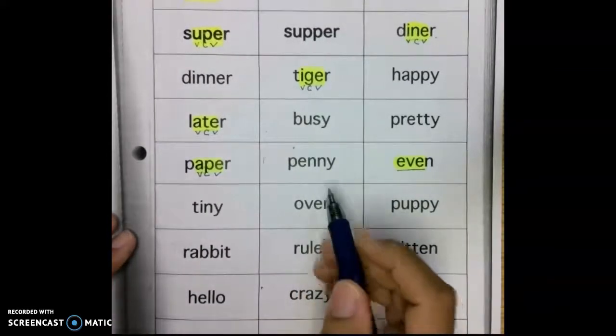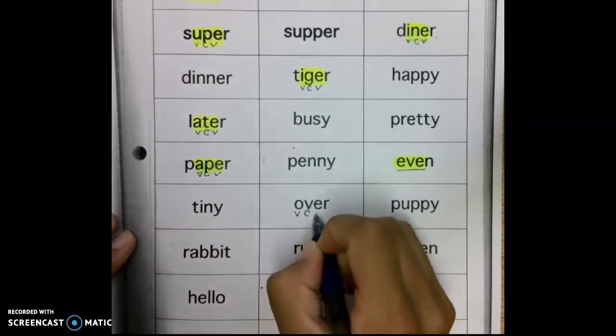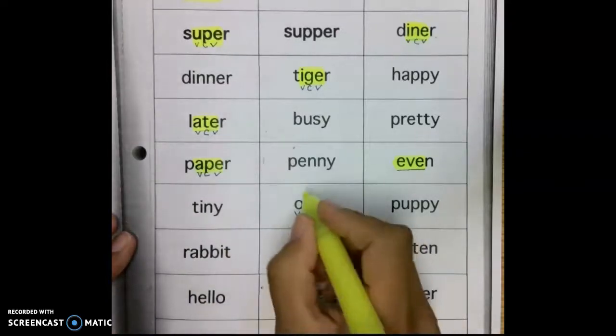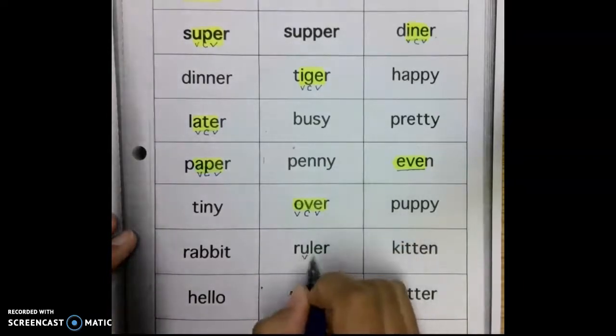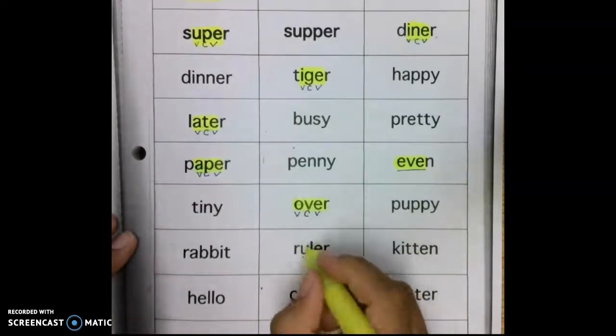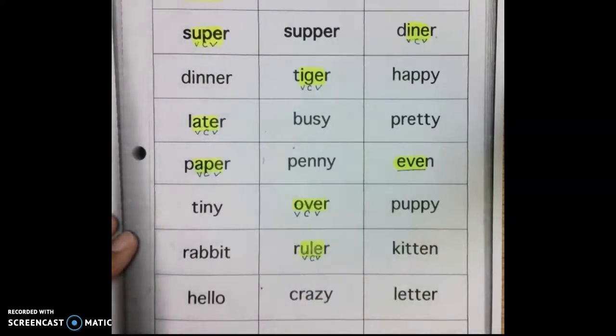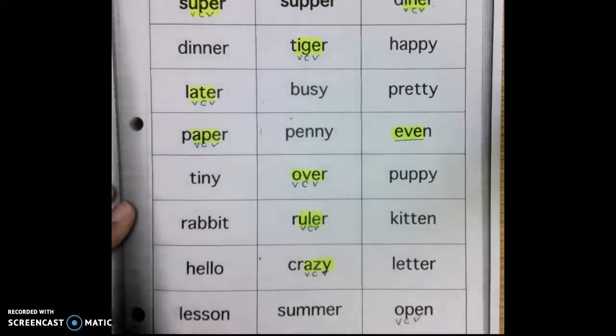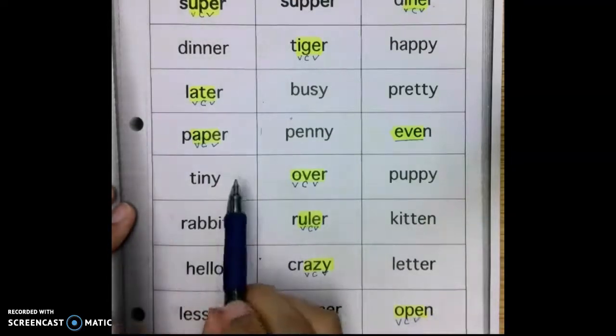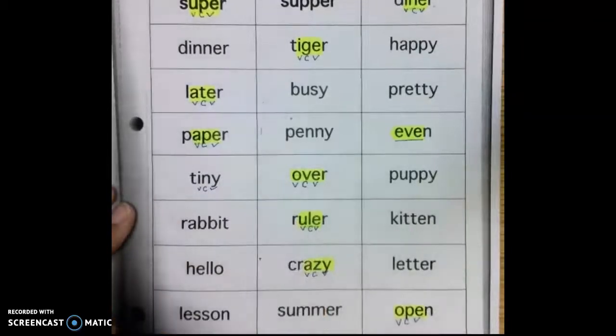I see the word over, looking for that first vowel and analyzing the pattern after. Vowel, consonant, vowel. We have 3 left. We have ruler, vowel, consonant, vowel. I'm going to highlight that. I have the word crazy, vowel, consonant, vowel. I have the word open, which is actually on the bottom in this last column, vowel, consonant, vowel. And our final, tiny, vowel, consonant, vowel.